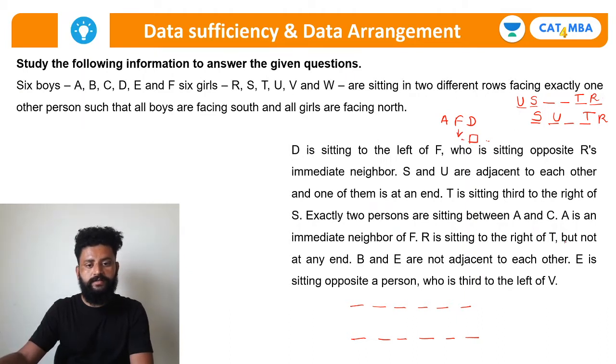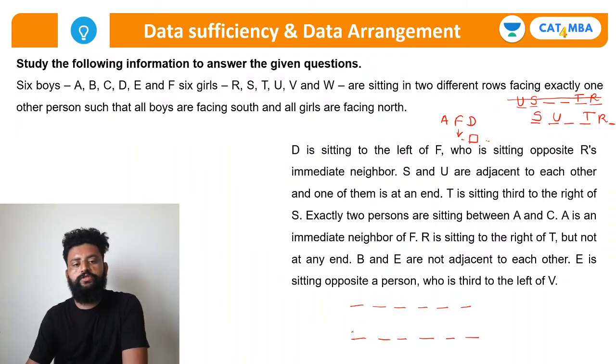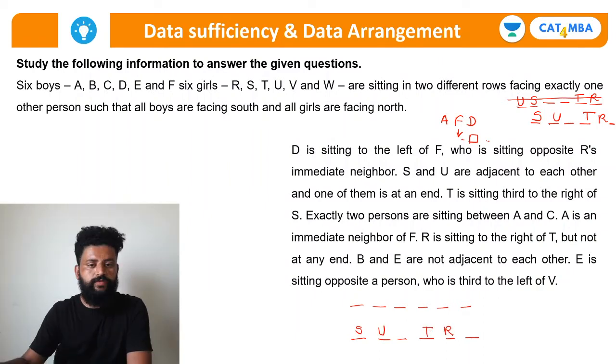So R is sitting to the right of T, but not at the end. So that's the problem with this. This is not right. So R is not at the end. So we have got it from here. That is S is at the end, U here, then T here, then R here, and it is not at the end. So A, F, D में से अभी पता नहीं है हमें कौन end पे है और कौन नहीं है. Okay, so let's try.